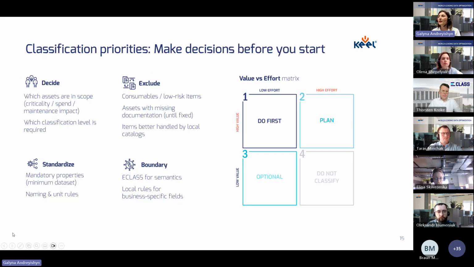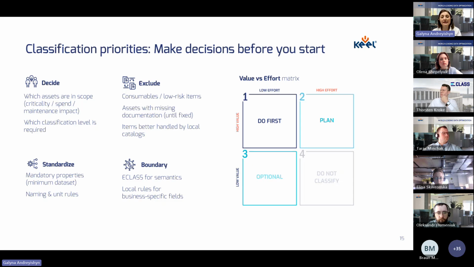The next slide regarding decisions. Before starting any classification initiative, it is essential to make a few key decisions. First, decide what is in scope. Second, define what should be excluded. Third, standardize, and finally, define the boundary.